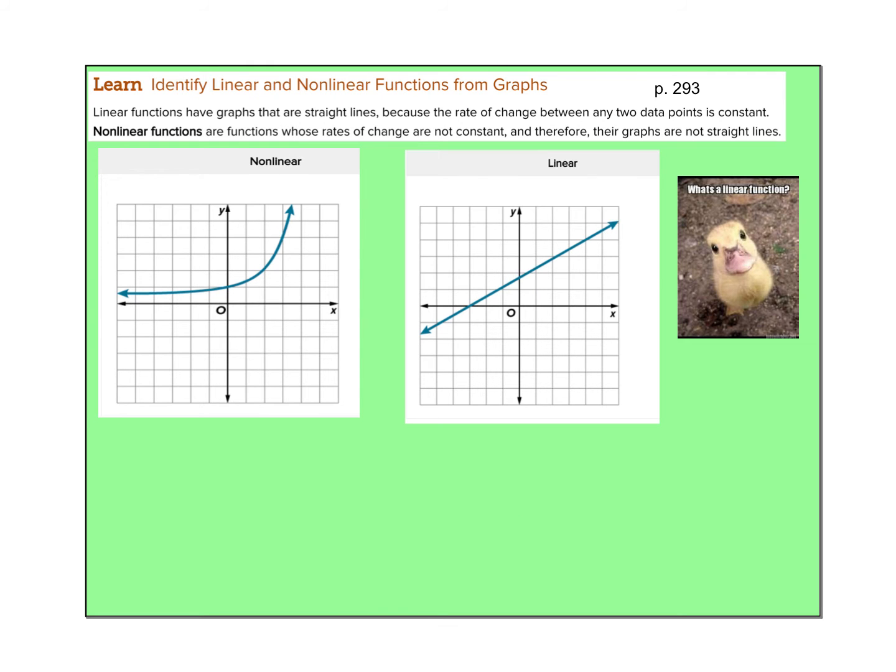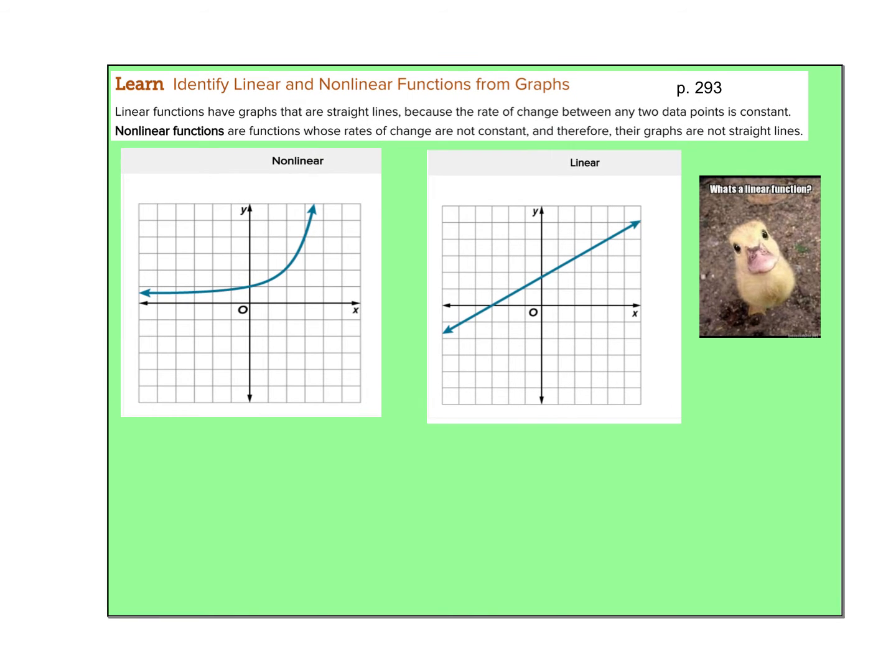All right, let's jump right into our math book. It says, if you want to identify linear and nonlinear functions from a graph, linear functions are graphs that are straight lines, because the rate of change between any two data points is constant. If I came down to this graph and picked any two points on the line, the rate of change, or the slope, is going to be constant. We learned that in other chapters. That makes a straight line, so that's called linear.